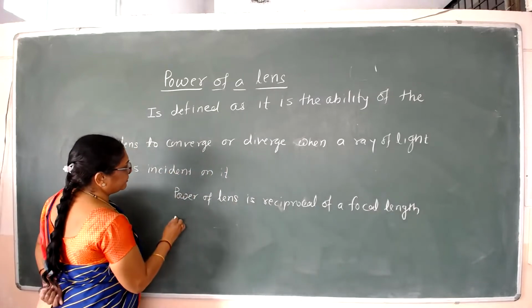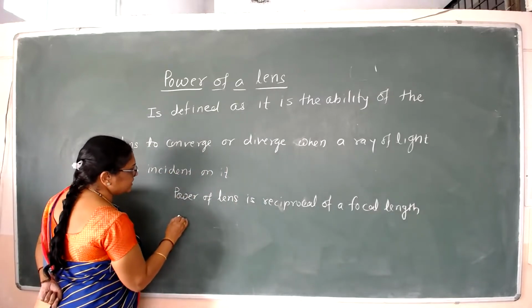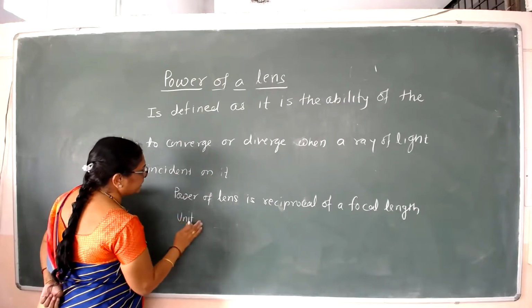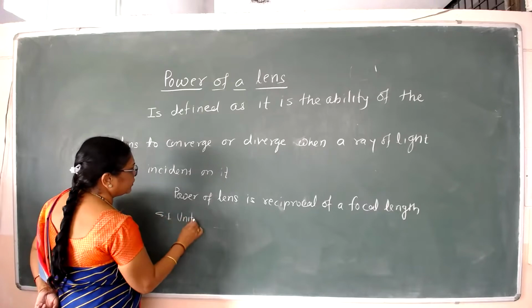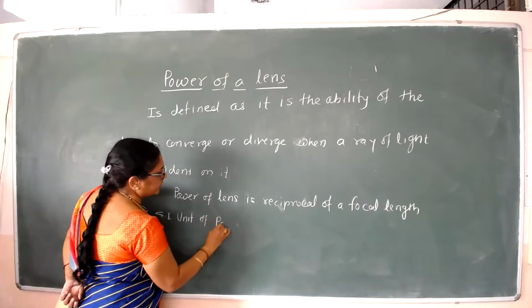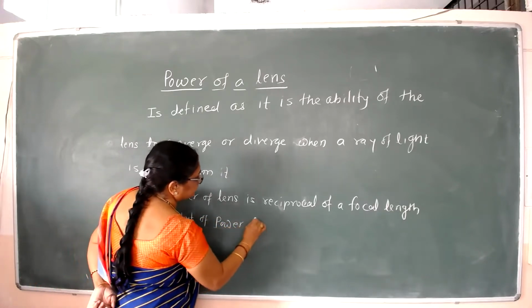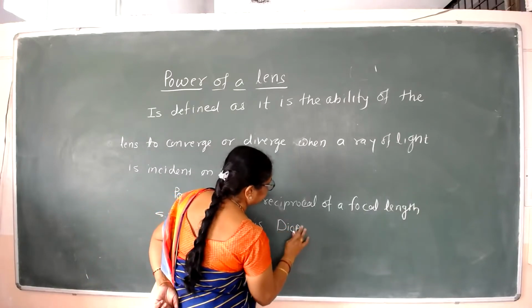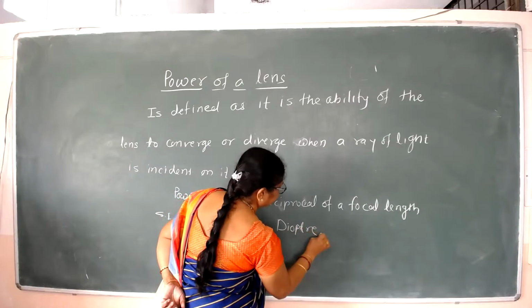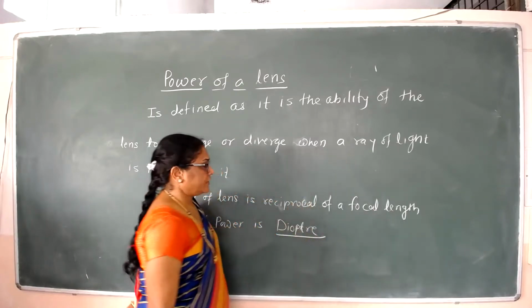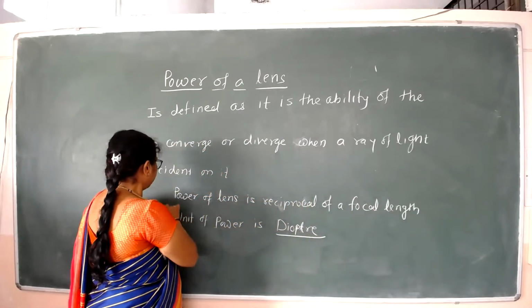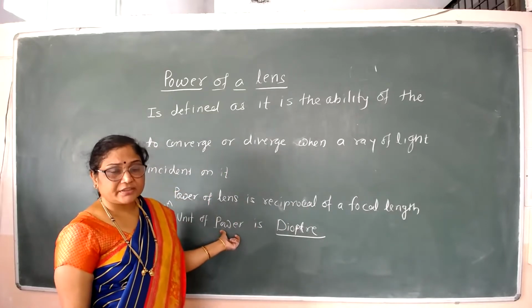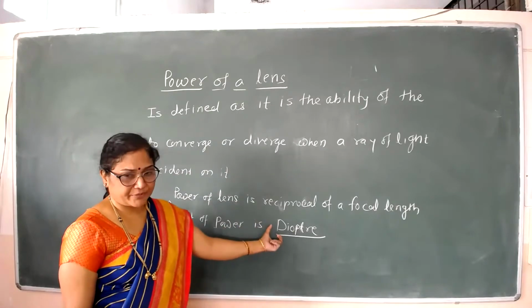The unit for the focal length is the meter. So the SI unit of power is the dioptre. One last question: what is the unit for power? The SI unit for power is the dioptre.